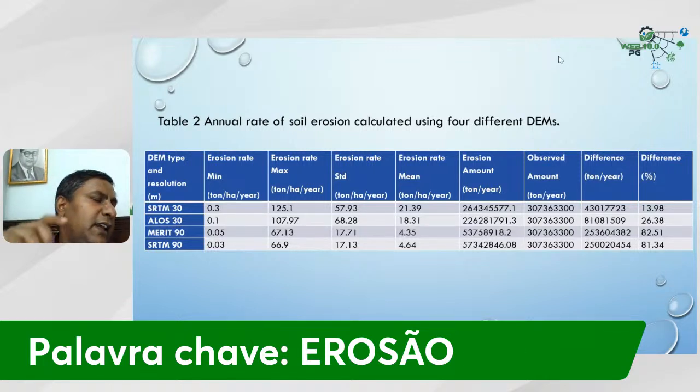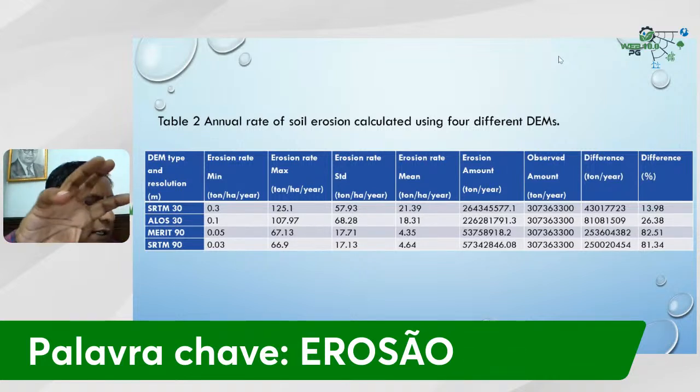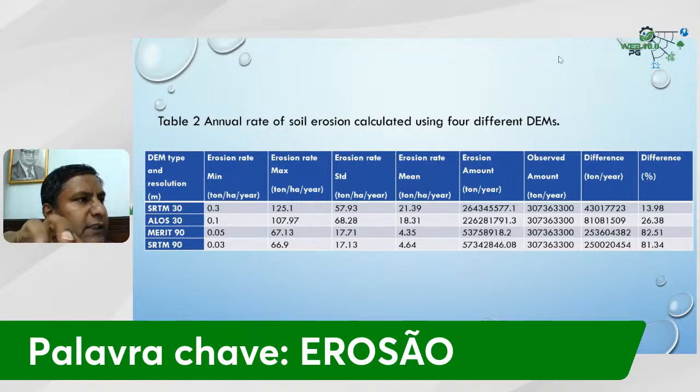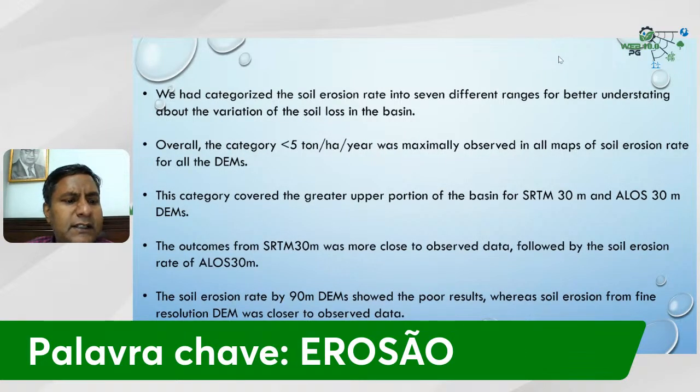So first, we used the CMIP6 models for understanding the hydrological characteristics of the basin. In the second study, we selected the best freely available DEM for estimating the LS, slope length factor or topographic factor. Later on, we are going to use both the hydrological and hydrometeorological characteristics of the basin and SRTM 30 meter. So this was the overall conclusion that SRTM 30 meter was closer to the observed.